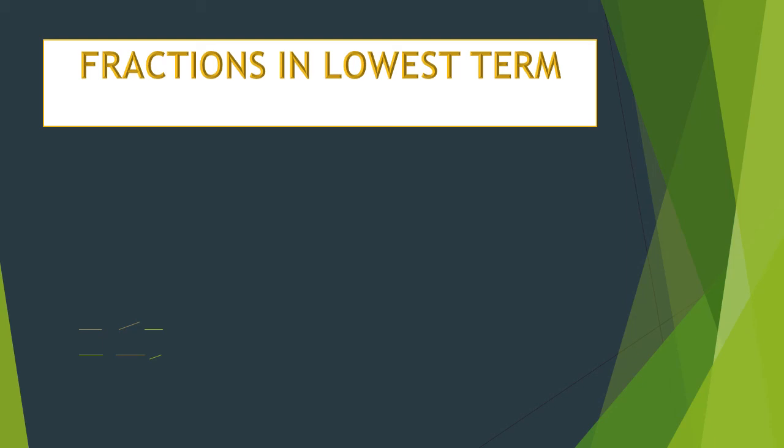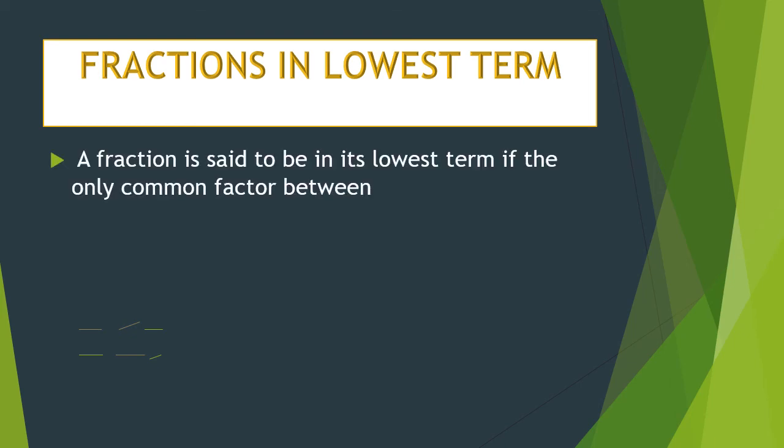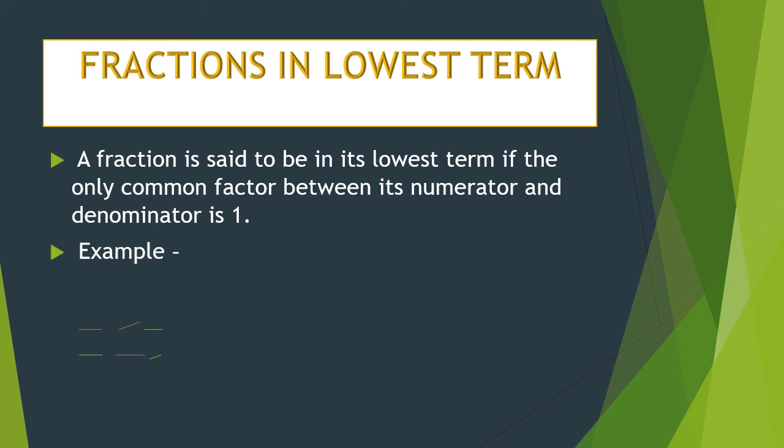Now the next topic is fractions in lowest term. A fraction is said to be in its lowest term if the only common factor between its numerator and denominator is 1. That means the only common factor between the numerator and denominator is 1. It cannot be reduced further. Let us see with the help of an example.